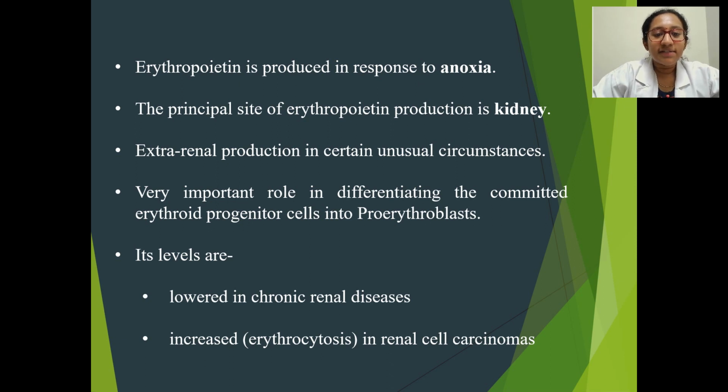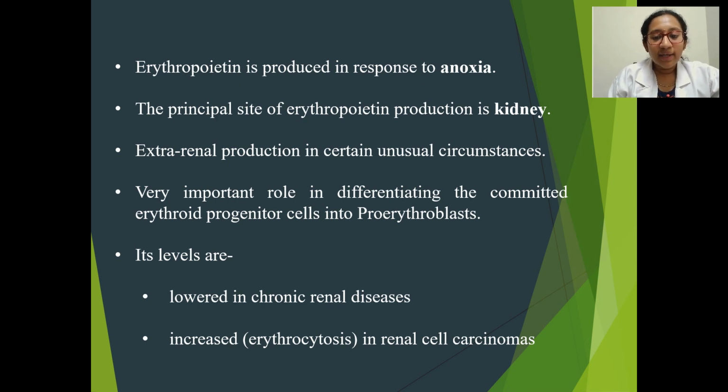It plays a very important role in differentiating the committed erythroid progenitor cells into proerythroblasts, and its levels are lowered in cases of chronic renal diseases, because the kidney is the main site of production of erythropoietin. Whenever kidneys are damaged, there is a decrease in erythropoietin levels, which will lead to anemia in such patients. So chronic kidney disease patients will have anemia.